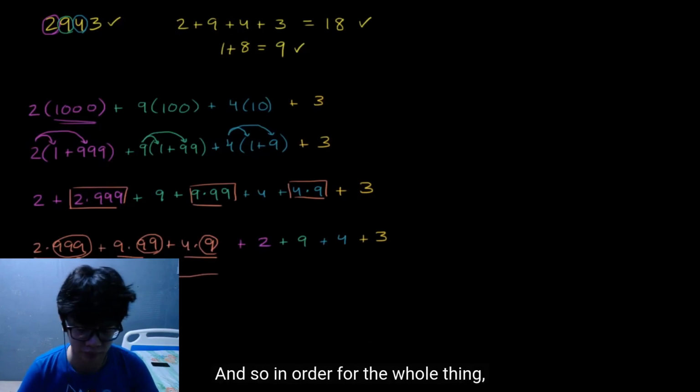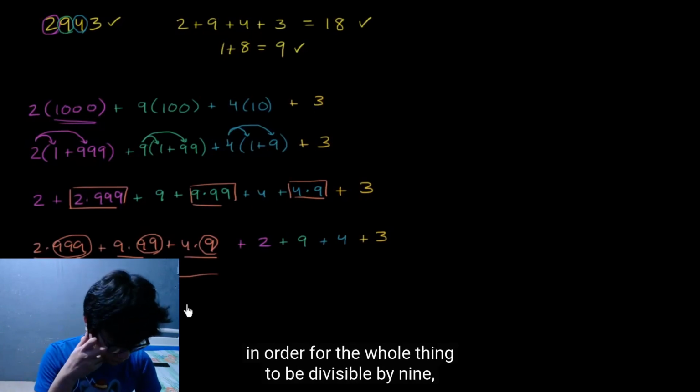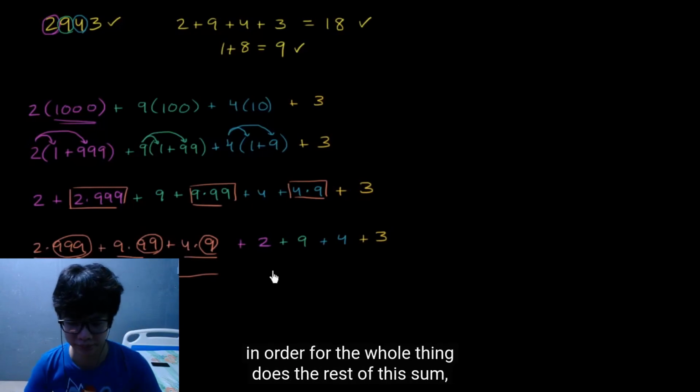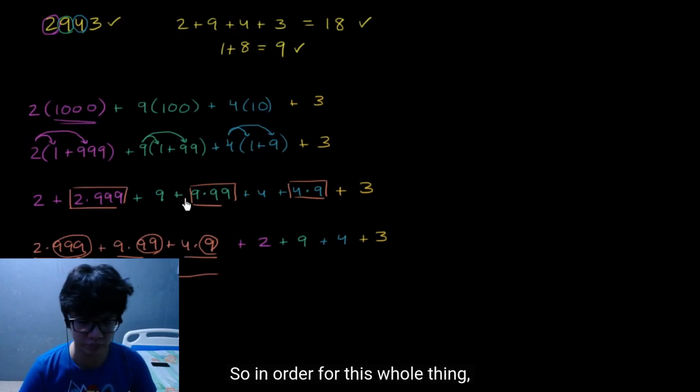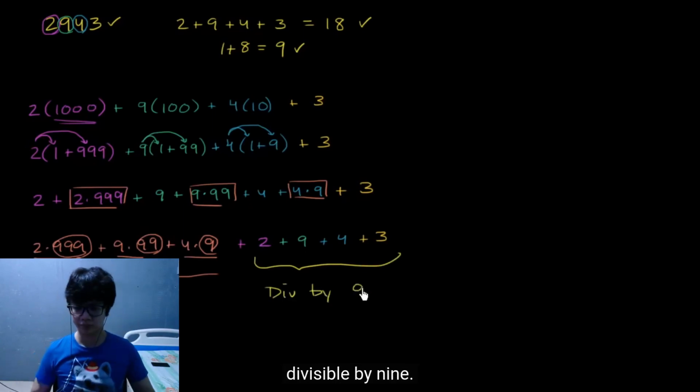And all I did is I rewrote 2,943 like this right over here. In order for the whole thing to be divisible by 9, this part definitely is divisible by 9. So the rest of this sum has to be divisible by 9 as well. So in order for this whole thing, all of this has to be divisible by 9.